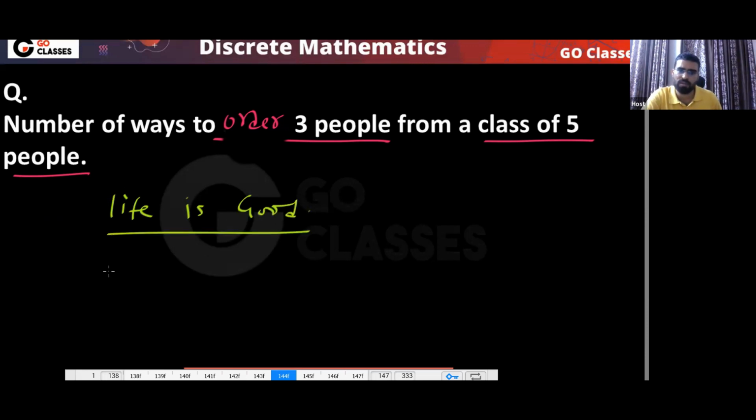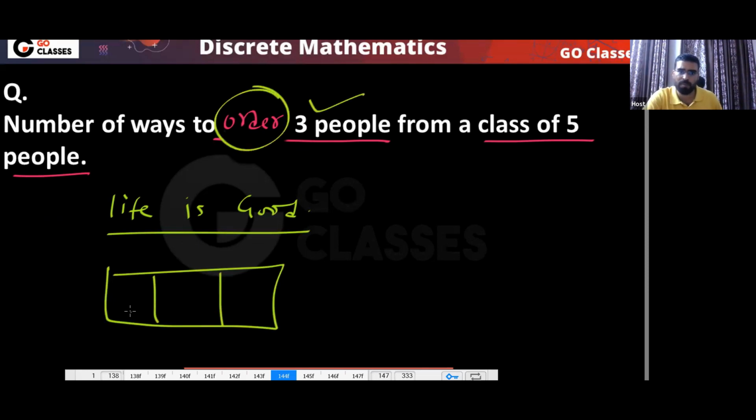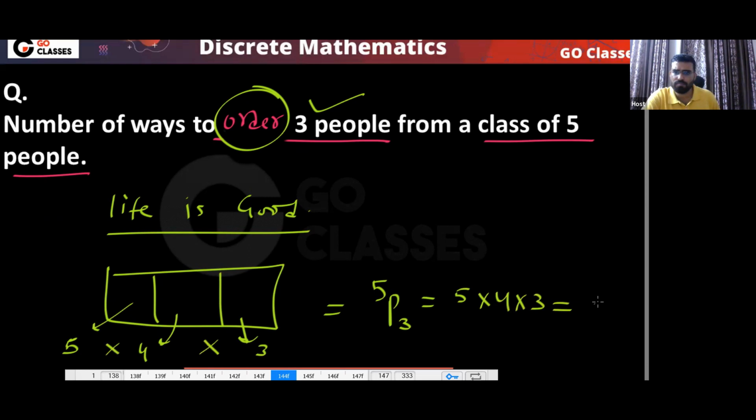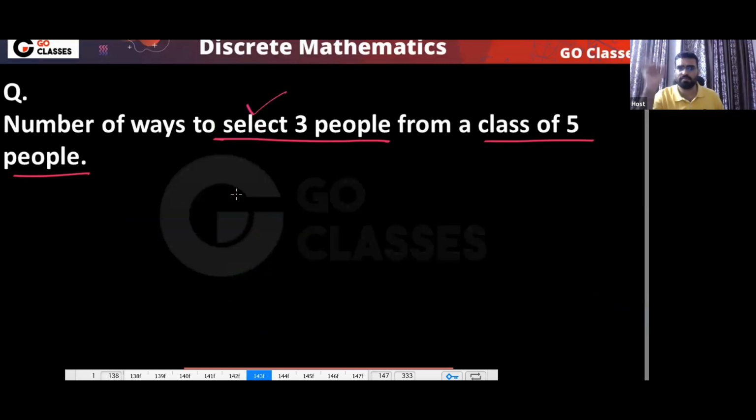So the answer will be what? You want to order 3 people from 5 people. Just apply the product rule and the answer will be 5P3, which is nothing but 5 into 4 into 3. So the answer is 60. Life is very good. But because of this, what will change?